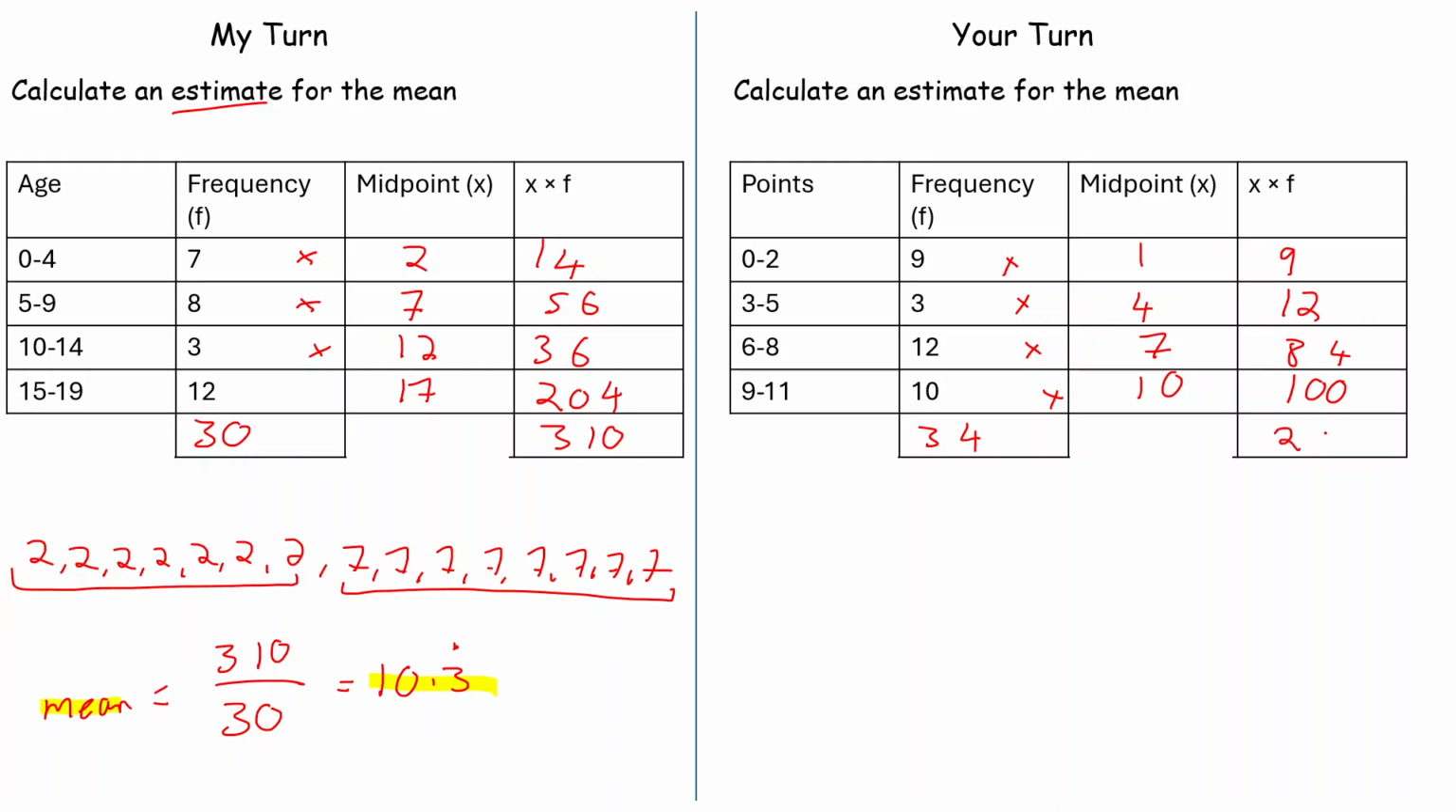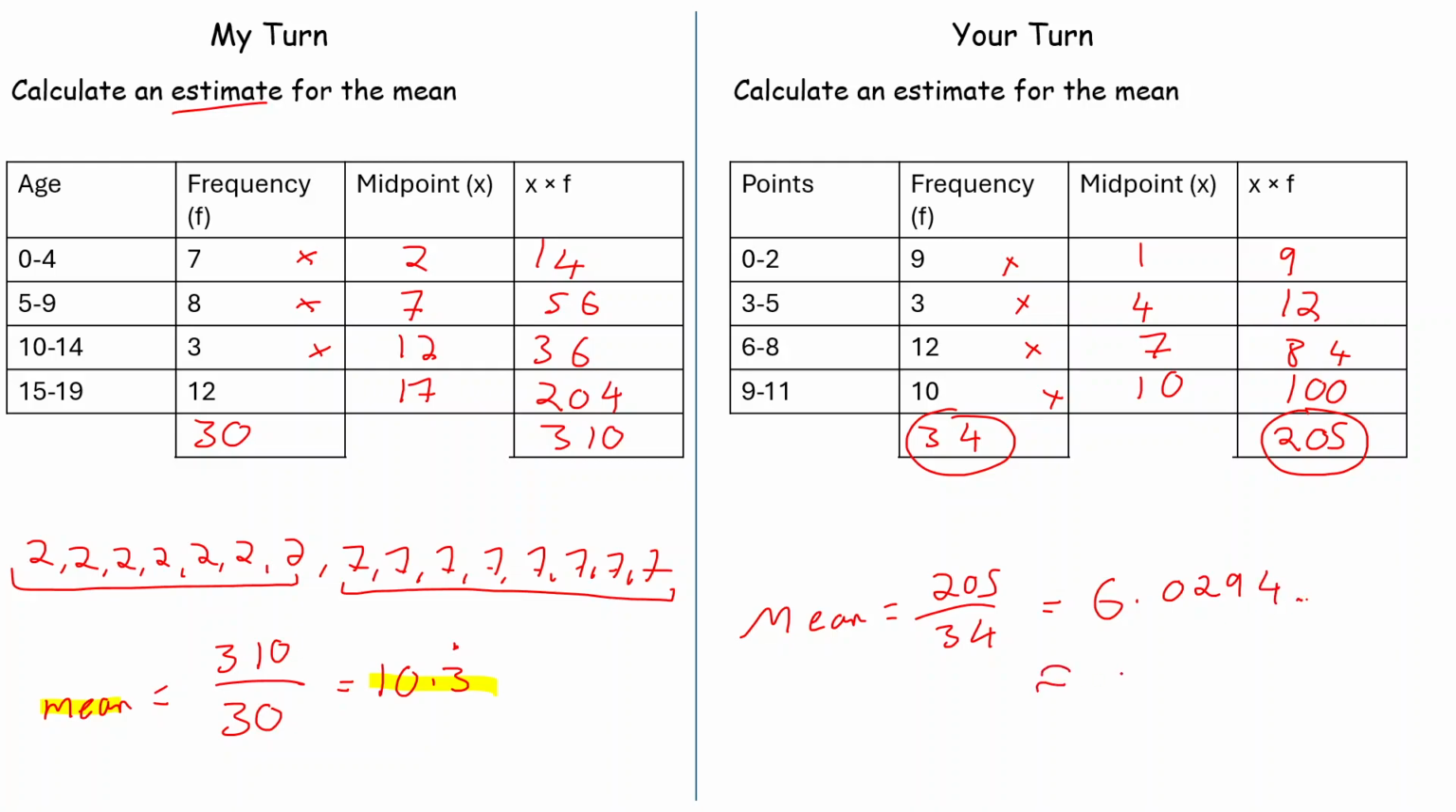Which is going to be equal to 205. Now, to get the mean, we divide the total of everything added up by how many data points there are, which are these two values here. So the mean is going to be equal to 205 divided by 34, and that is equal to, to one decimal place, 6.0294, and so on and so forth.